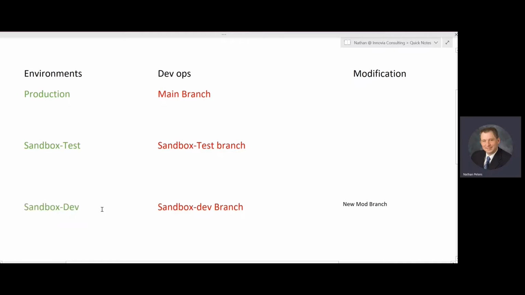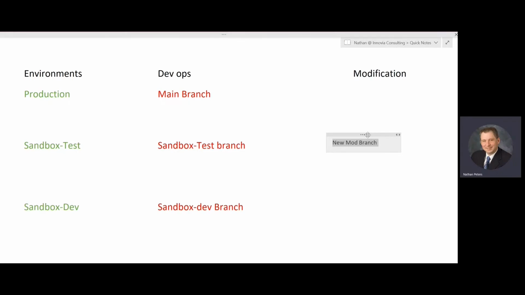Then we can test that in that environment, and if everything looks good, we're going to then want to move it for our application consultant to test it. So we take that new mod branch, the changes there, and we merge that into the sandbox test branch. Once the merge is done, we're going to do a build. We're going to upload that into the sandbox test environment and send that off to the application consultant or customer, have them test the change.